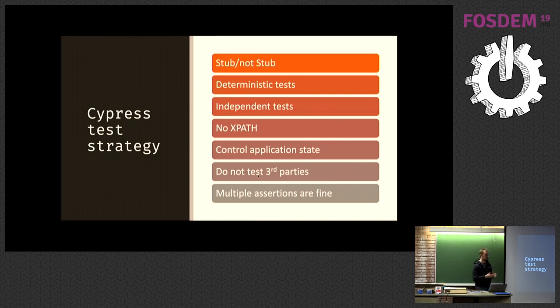Tests are deterministic, which means you should never have casing or conditions in your test. It means you don't know what you're doing if you are expecting in some cases element A or element B to be present. That means you do not control your application state, and Cypress allows you to control application state completely.